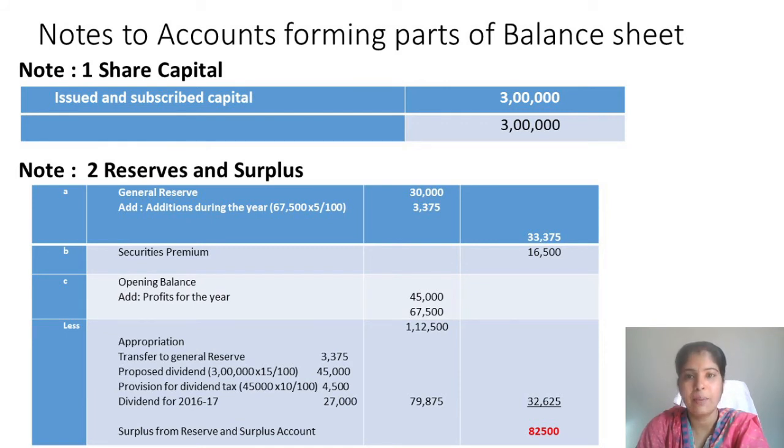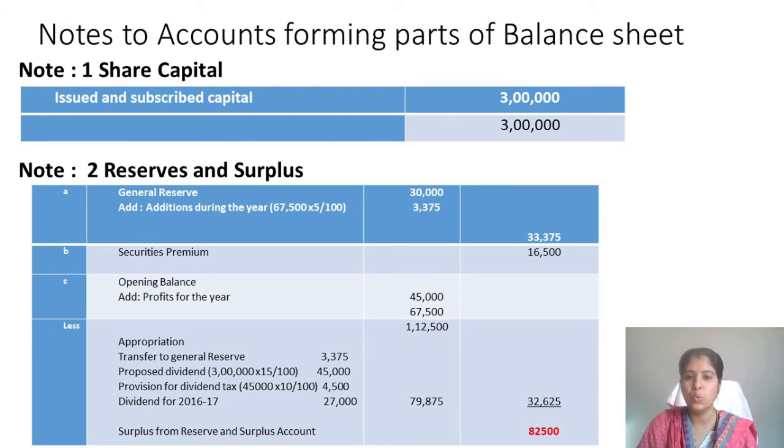Next, notes to accounts forming part of the balance sheet, that is your statement of assets and liabilities. First we are preparing the notes, then we reflect the note total balances in the assets and liabilities statement. So note number 1, as given in the trial balance, share capital, issued and subscribed capital, totals rupees 3 lakh. This 3 lakh is given in the trial balance.